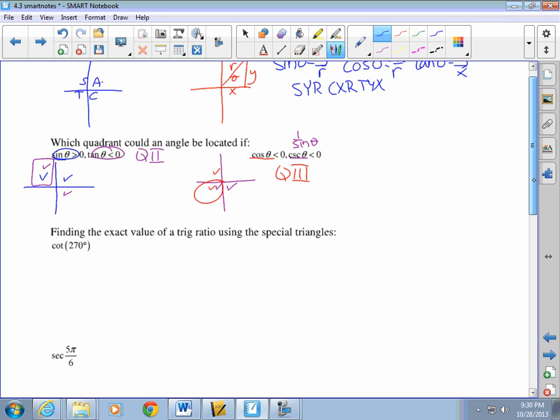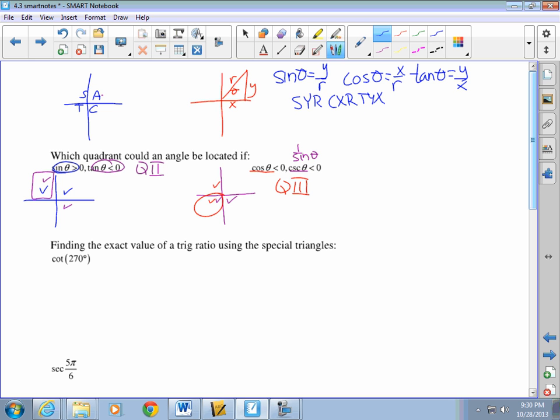You can make yourself a little chart: sine, cosine, and tangent. And then, of course, this also applies for the reciprocal functions. We just use the primary functions, and then we just do the flips on them.